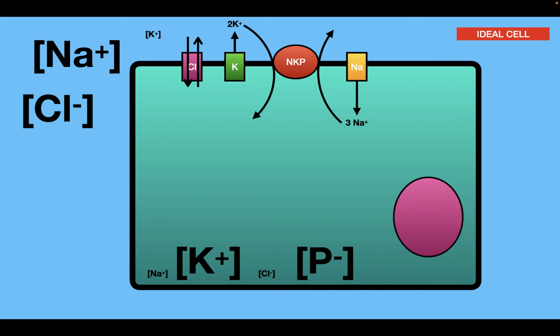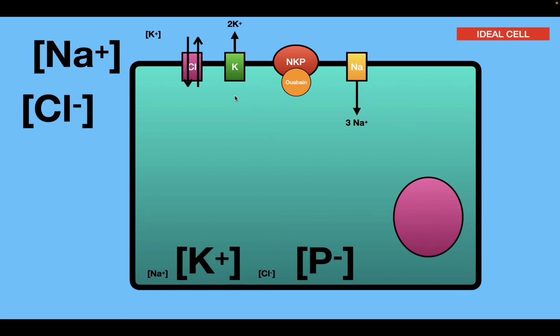So now what we're going to do is see what would happen if we inhibited the sodium-potassium pump. If we were to use a molecule that inhibits the sodium-potassium pump, the pump would stop working and different things would happen in the cell. The first thing is that all of the sodium that comes into the cell stays in the cell, and all of the potassium that leaves the cell stays out of the cell.